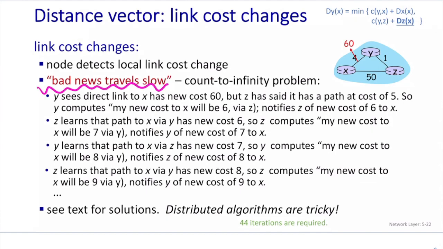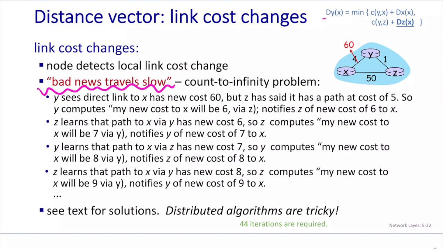But I think the problem is right here. Bad news travels slow. Again, think about this example. dyx changes from 4 to 60. So we simply look at the equation right here. Originally, dzx should be 5, right? Originally it should be 5. So let's take a look at the equation right here.